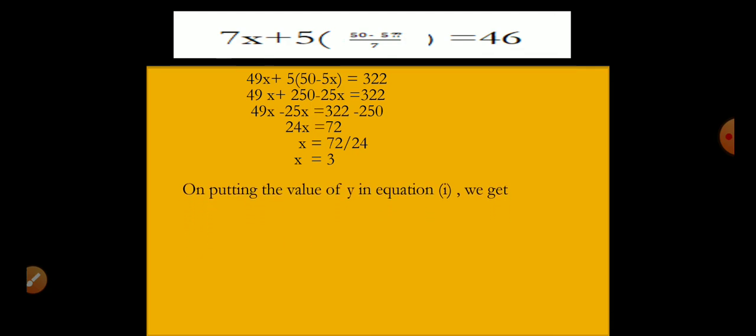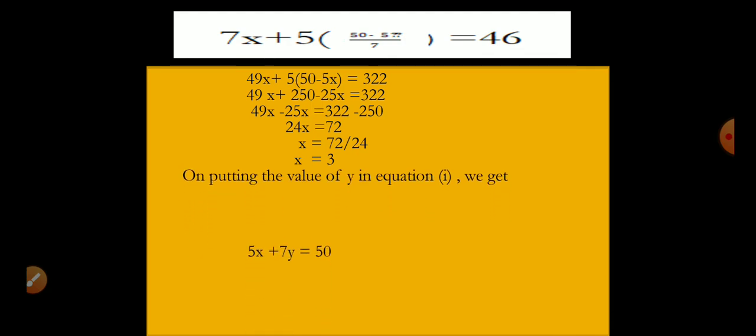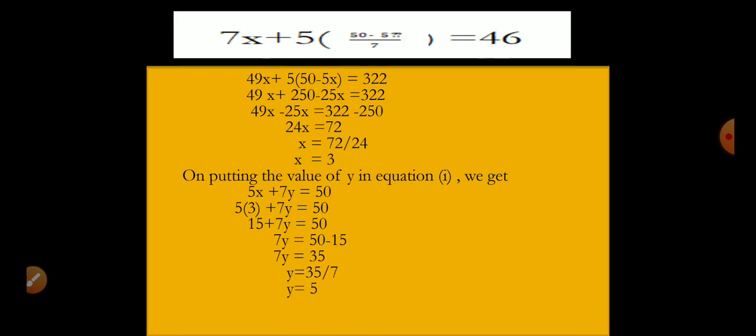On putting x equal to 3 in any equation, or particularly in equation 1, we will get the value of y. Here I solve for equation 1. I put it in equation 1 and got y equal to 5.